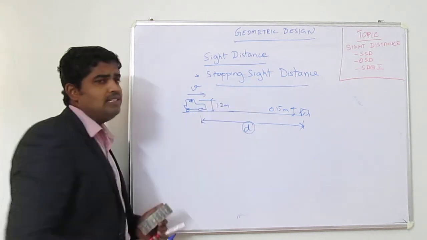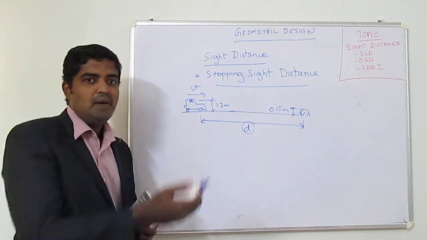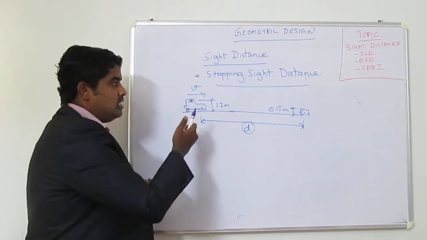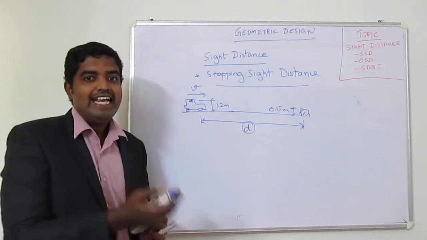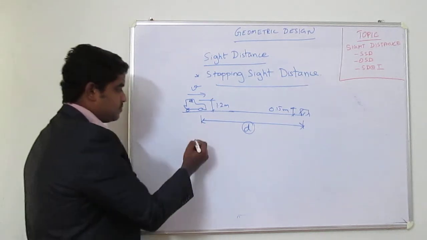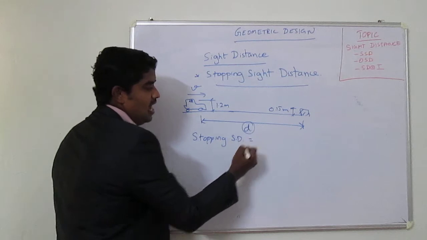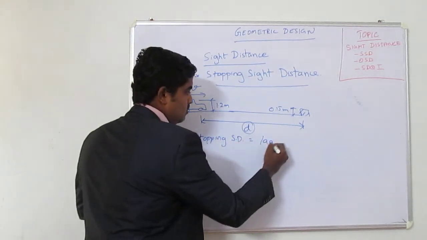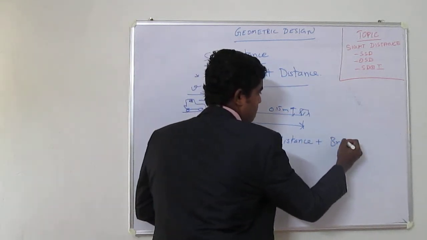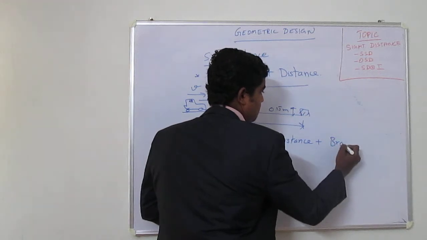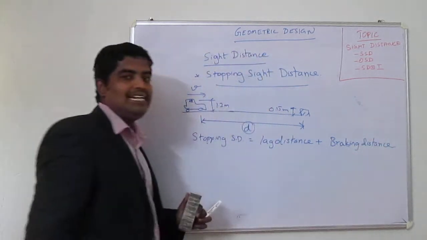So here the stopping sight distance is nothing but, when the vehicle is traveling at a speed V, suddenly the driver may see some obstruction ahead of him. So what is the distance traveled by the driver in order to stop without getting hit by the obstruction, right? The stopping sight distance is calculated from the lag distance and braking distance.